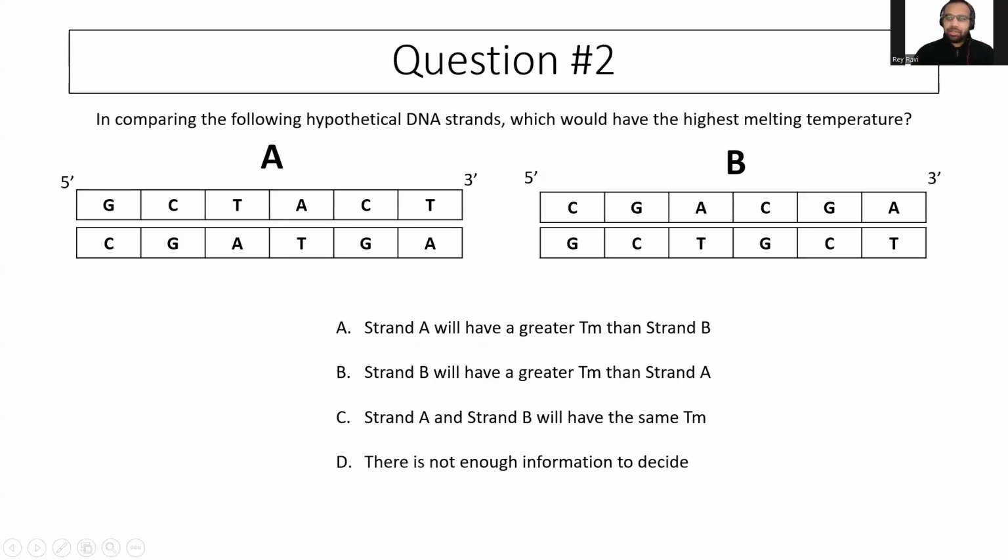For question 2, which of the following hypothetical DNA strands would have the highest melting temperature? If we think back to the nucleotide forces from base stacking, we'll remember that GC bonds exhibit more hydrogen bonding than AT bonds, which makes them more resilient to denaturing at higher temperatures. Therefore, it should be the strand with the most GC Watson-Crick pairs, and strand B will have a higher melting point than strand A.